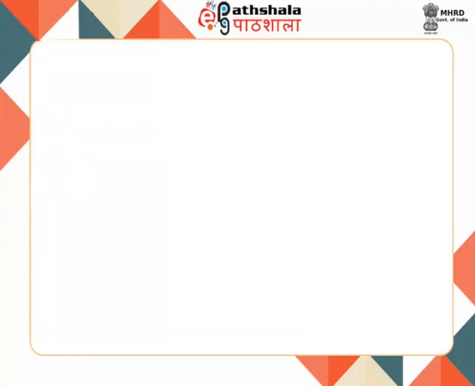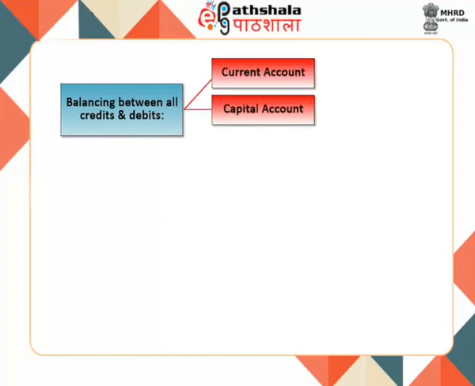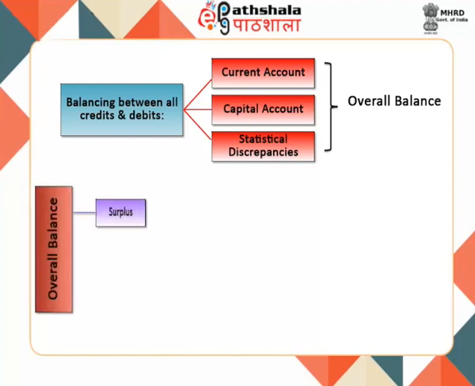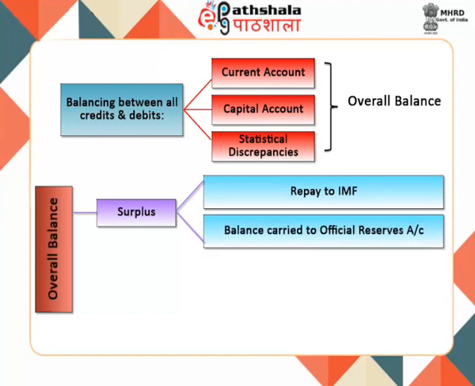Once statistical discrepancy is identified, the overall balance can be arrived at. The balancing between all credits and debits in the current account, capital account, and the statistical discrepancies represents the overall balance. If the overall balance is in surplus, the surplus amount is used to repay borrowings from the IMF and the balance, if any, is carried to the official reserve account.